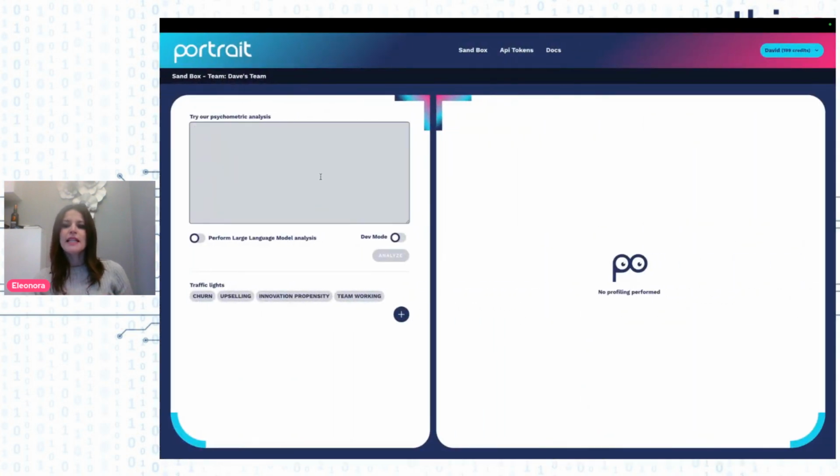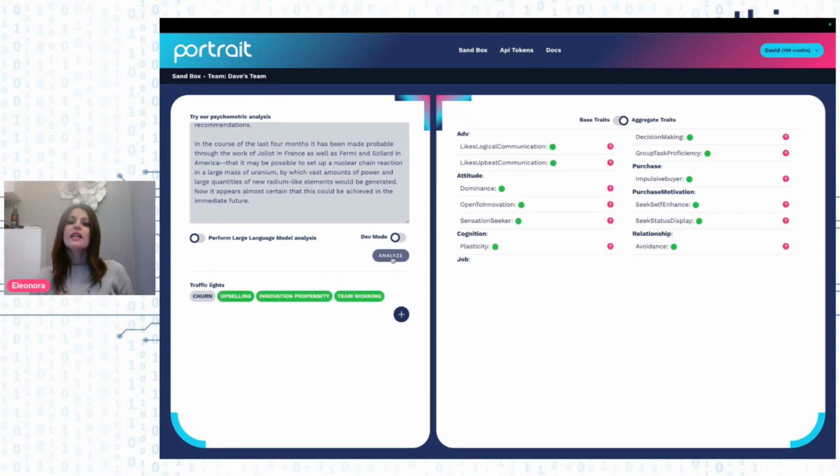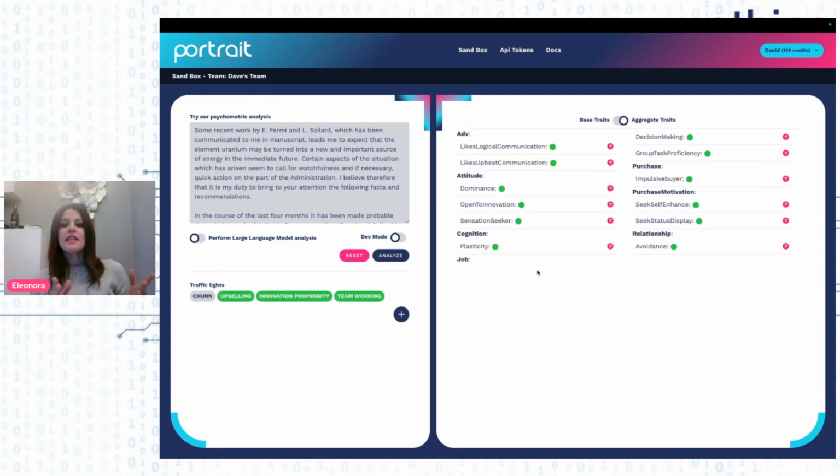We are copy-pasting a short text in the text box of our sandbox here to let Portrait analyze it, and here we have on the right, highlighted in green, the main personality attitudes of Einstein. We can see that he liked logical but also upbeat communication, meaning that he liked an engaging style of communication, he definitely was open to innovation, and he was a decision maker.